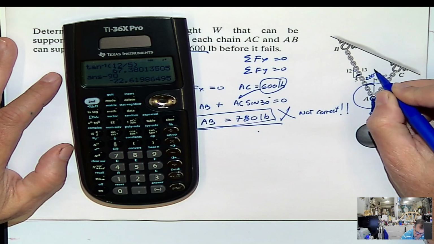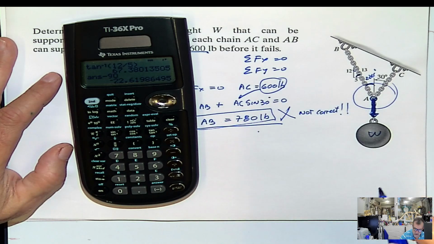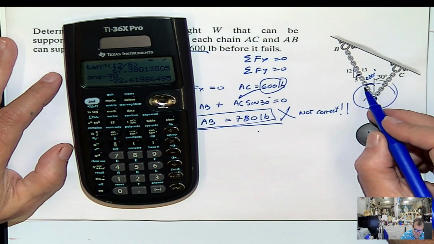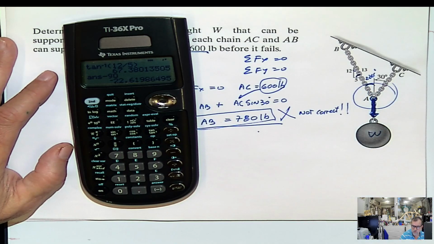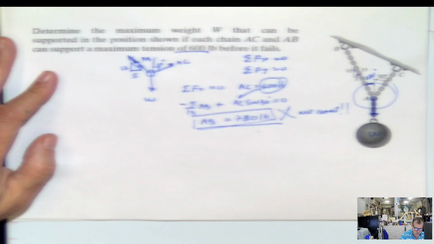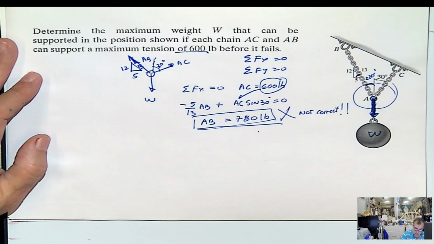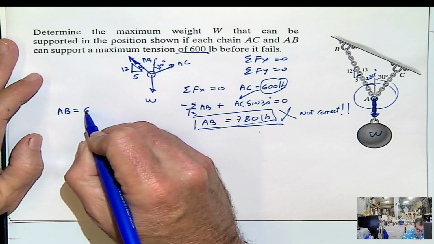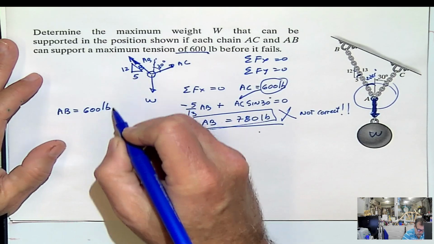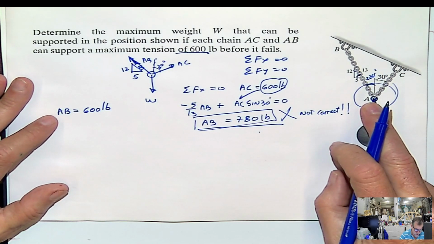22.61 degrees. When you have this type of situation, the critical link is always going to be the chain that has the smallest angle with the vertical. So you don't even have to guess. You know that the weakest link is going to be AB. And if you know that, then I'm going to make AB 600 pounds, and that's the one that is going to be developing the maximum tension right there, 600 pounds.